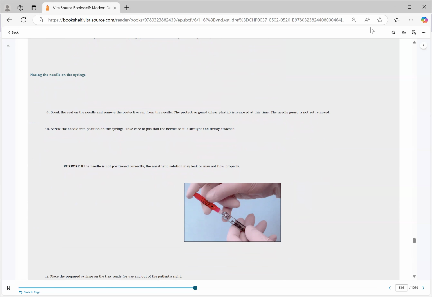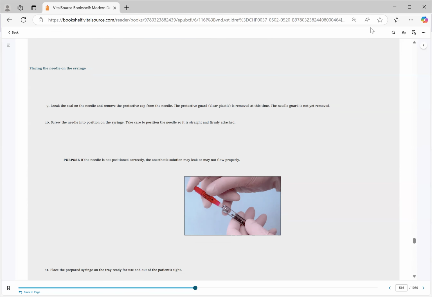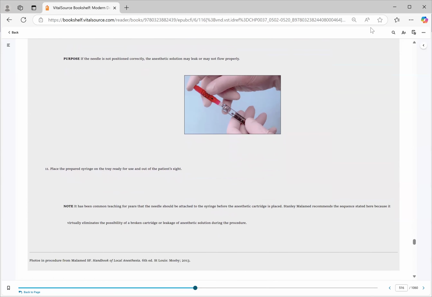We're going to screw the needle into position on the syringe and take care to position the needle so that it's straight and firmly attached. If the needle is not positioned correctly, the anesthetic solution might leak or it won't flow properly. We'll place the prepared syringe on the tray so it's ready for use and out of the patient's sight.